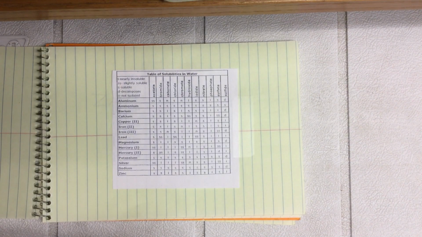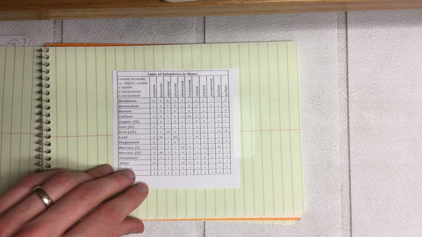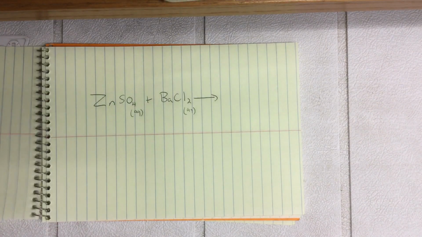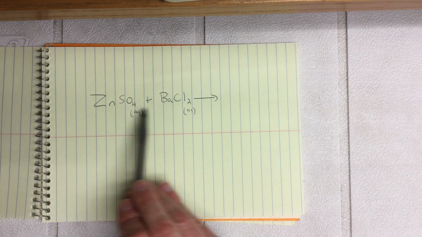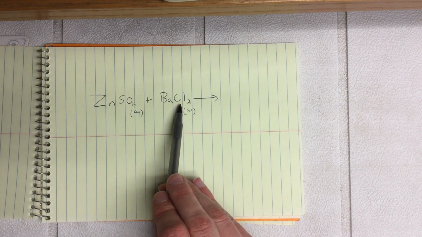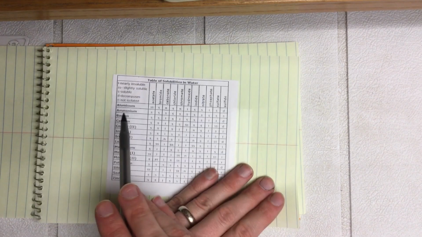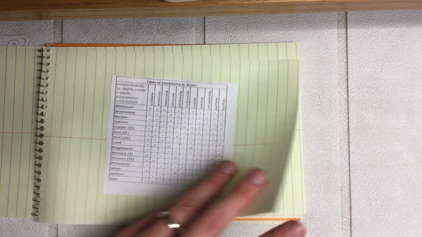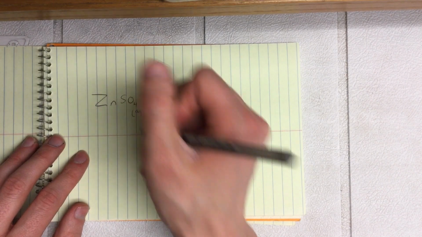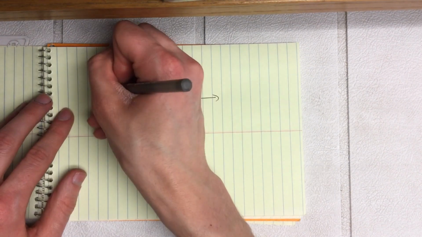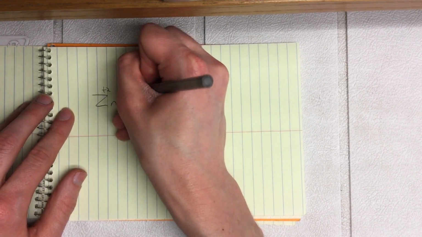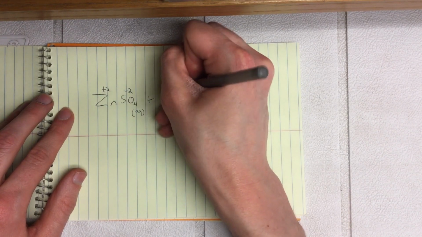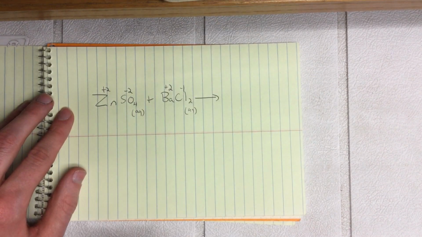This is our solubility table. We'll do one more. We have zinc and sulfate, and we have barium and chlorine. Just checking, barium and zinc are both on here, so we'll be able to do this one. Again, first thing you want to do is identify your charges. Zinc is +2, sulfate is -2, barium is +2, chlorine is -1.